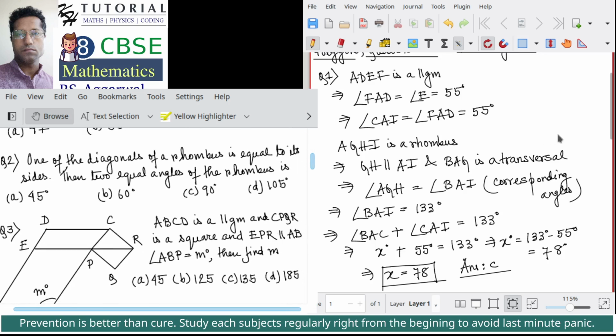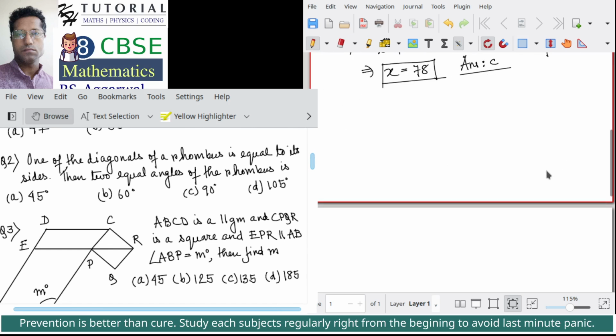Question number 2. One of the diagonals of a rhombus is equal to its sides. Then two equal angles of the rhombus is... two equal angles.